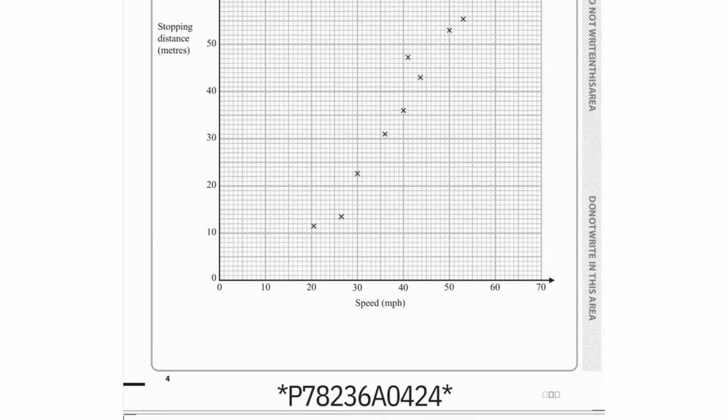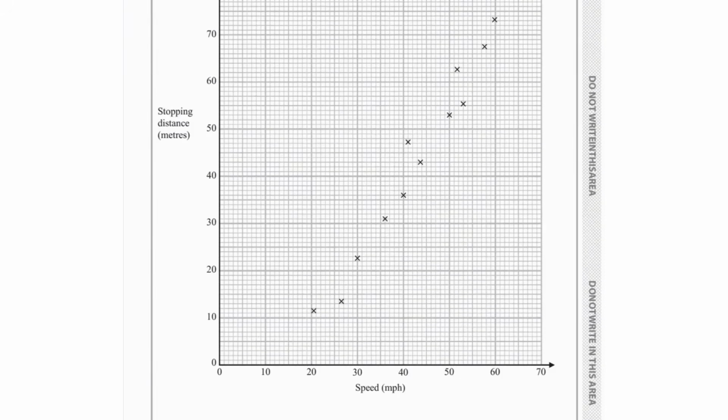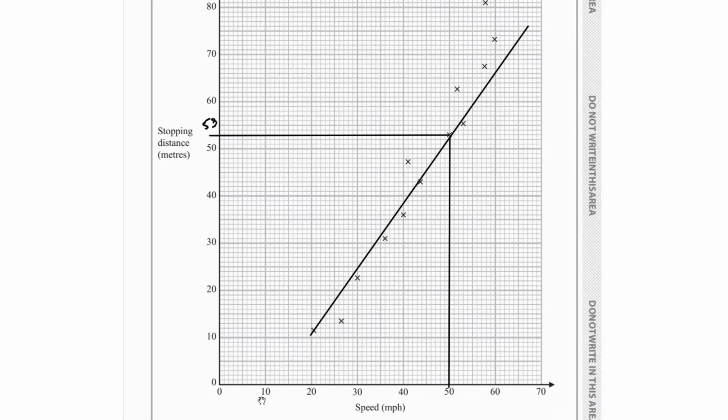Sam is correct because if we go back to our line of best fit, we can see that 10 is not even a part of the line. Even after extending the line, we can see that 10 is outside the line, which means it's not going to be a reliable estimate.